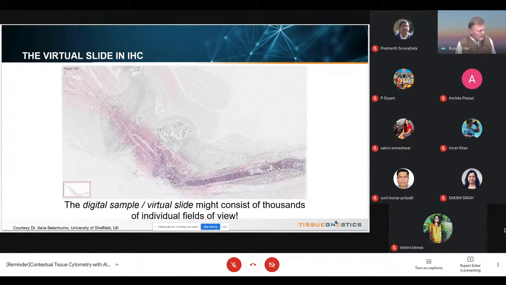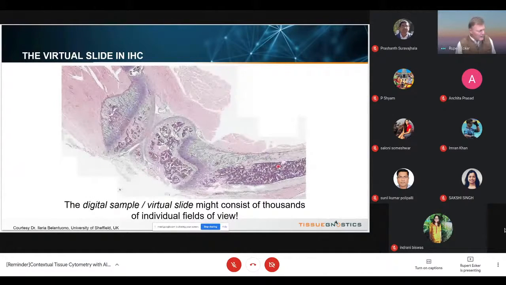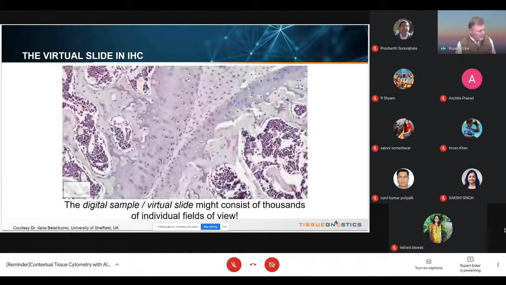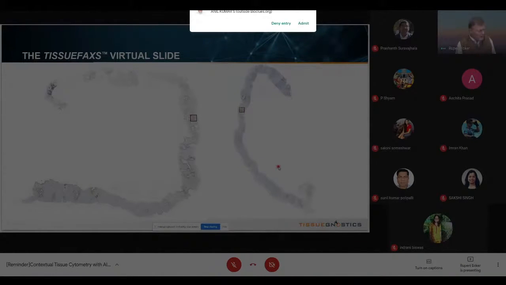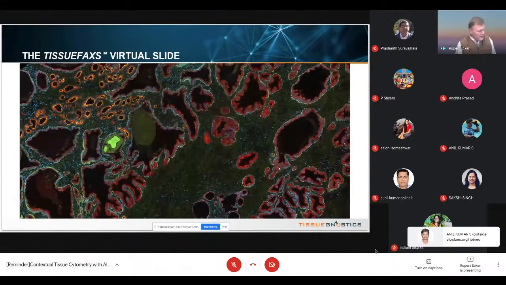Like with Google Earth, we can navigate through the sample and zoom in to see the cellular or even subcellular details, like here into the bone. It works for all kinds of tissues, like also here we have fine needle aspirates or biopsies of prostate, and also in fluorescence.